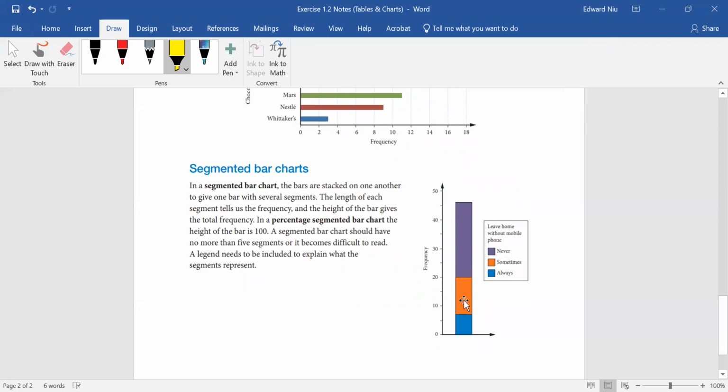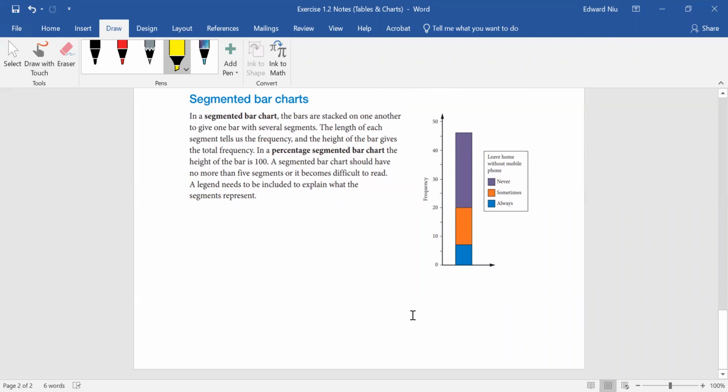So 20 take 13. It's not this 20 to 0. It's just 20 to 7, which gets us 13 people. From 20 to roughly 46, in other words 46 take away 20, 26 people never leave home without their mobile phone. That's how you interpret a segmented bar chart. You do have to do some simple subtraction to figure out how much each segment is worth for segmented bar charts.